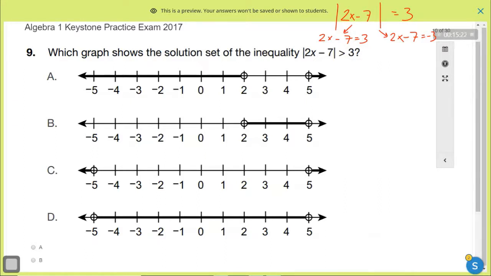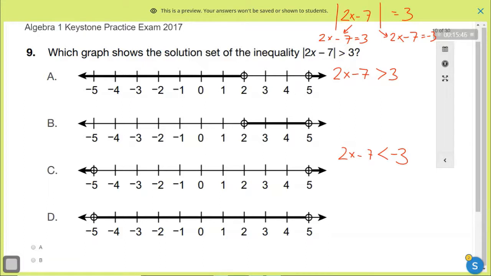And I'm going to apply the same logic here, but I'm going to have two different inequalities. One where 2x minus 7 is greater than 3, where I keep it the same. All right? But I'm going to have a second inequality where 2x minus 7 is going to be negative 3 as the reference point. So therefore, it's the opposite. So I'm going to use the opposite sign. All right? So I'm going to make sure that it is also less than negative 3.